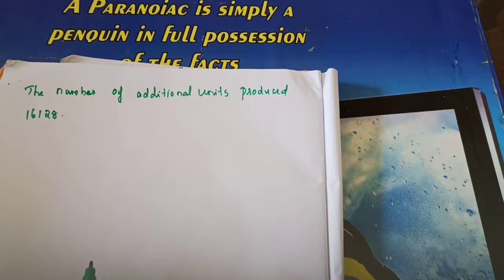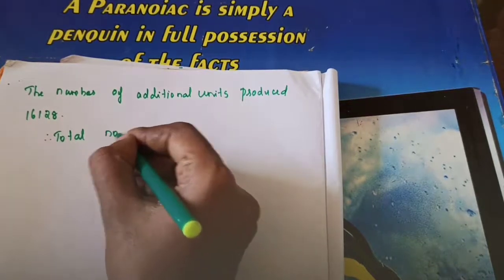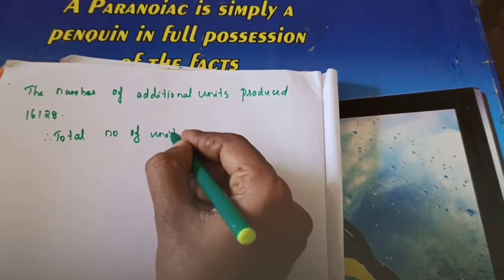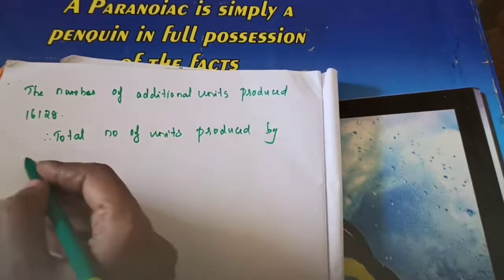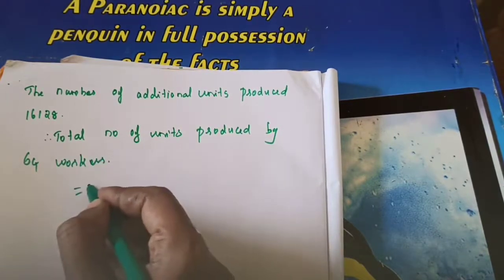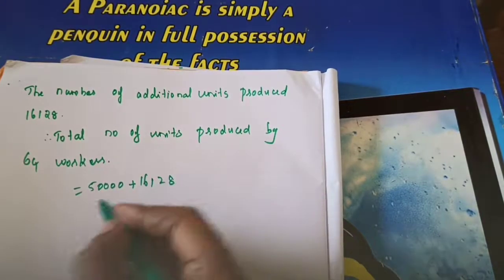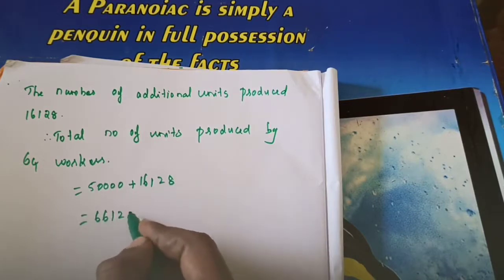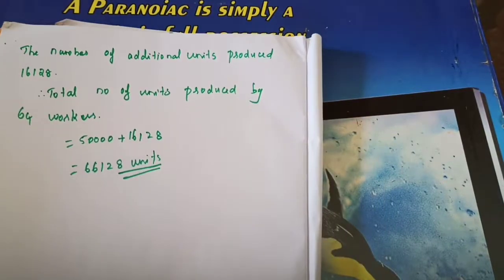Okay. So if we find means what will happen? So 64 additional labors you need to find. Therefore, total number of units produced by 64 workers. So 64 workers, is it right? So what is the given answer? 50,000. With that you need to add 16128. Okay. So from that you will get the total. Understand? So the number of additional units we have found out the answer.